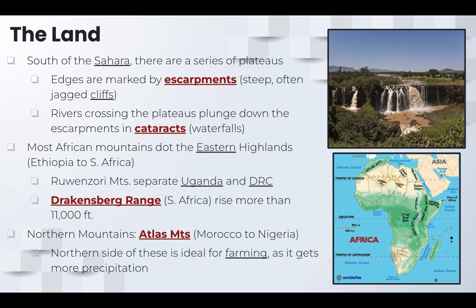And then in the north, you have the Atlas Mountains. That's right up here. The northern side of this is actually a really good climate. It's ideal for farming because it gets a lot more precipitation than the southern part, as you can see, because the southern part touches the Sahara Desert there.